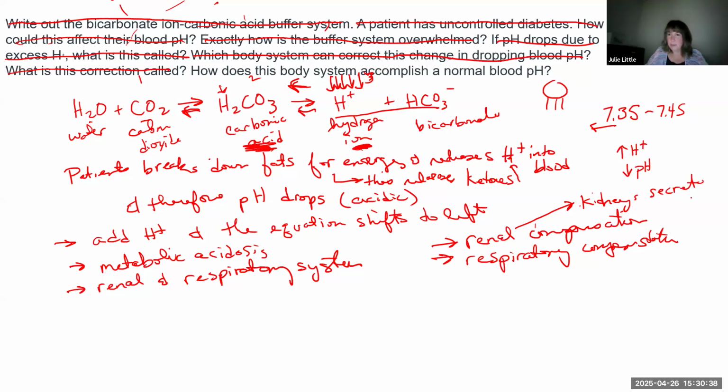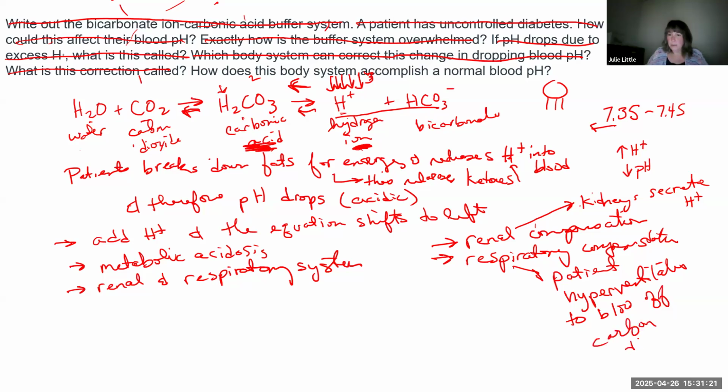secrete hydrogen ions. That means they put the hydrogen ions in urine. And then the hydrogen ions leave the body through urine, and we have fewer hydrogen ions. In this specific example up here, hydrogen is combined with carbonic acid to form carbon dioxide and water. In the respiratory case, what's going to happen is you will hyperventilate. The patient hyperventilates to blow off carbon dioxide. I like to focus on respiratory compensation for metabolic acidosis, but in reality, the kidneys are also working to secrete hydrogen ions. Okay, that is the answer to the question.